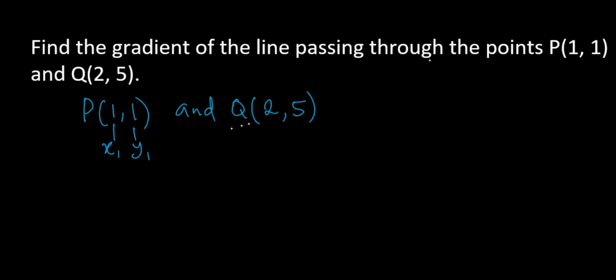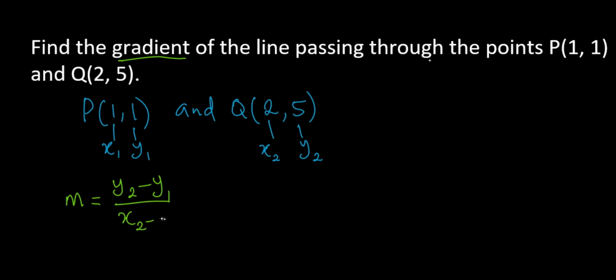Okay, the first part is x1, y1 for the P. The second one is x2, y2 for the Q, and the next thing now is to write the formula for the gradient. The gradient or slope is a small letter m. We write a small letter m is equal to y2 minus y1 over x2 minus x1. Okay, so we put all the values there.